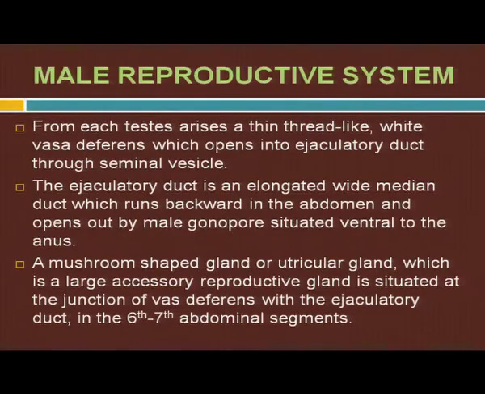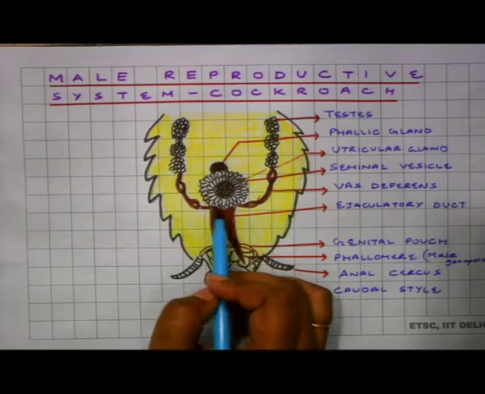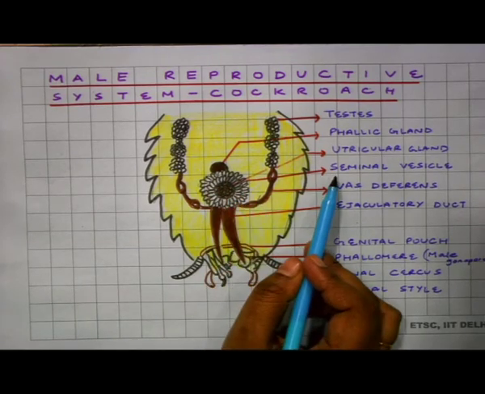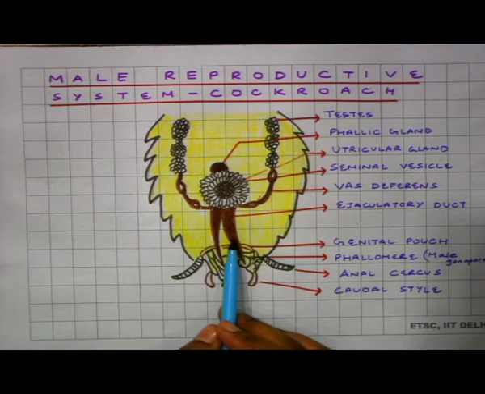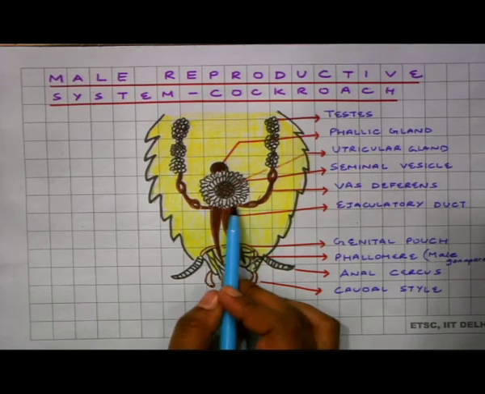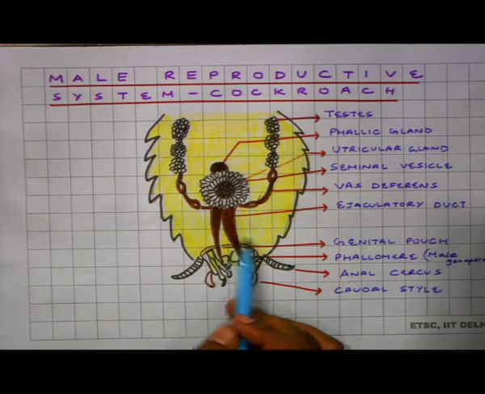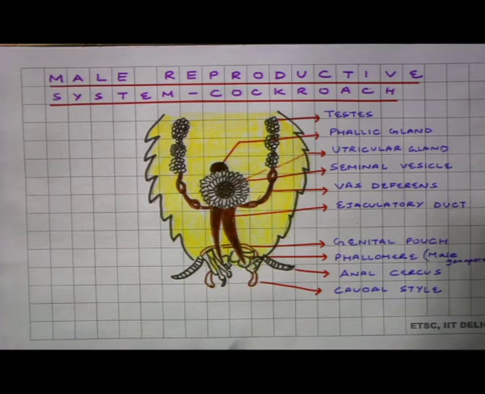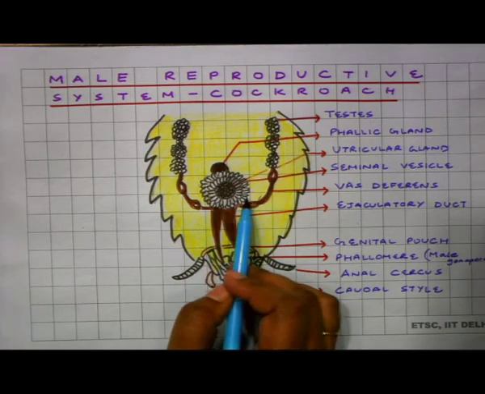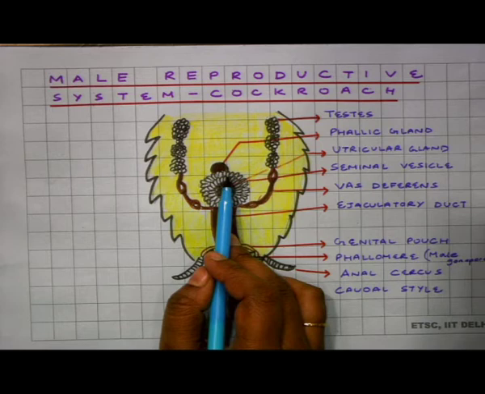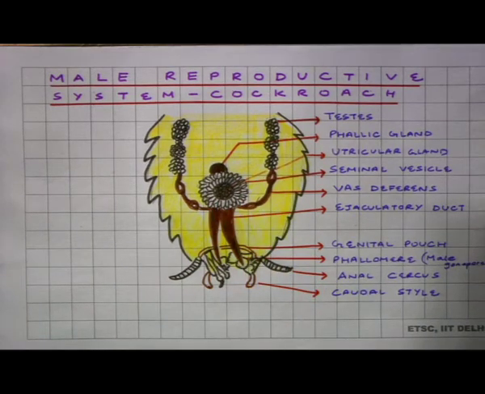A mushroom shaped or utricular gland, which is a large accessory reproductive gland, is situated at the junction of vas deferens and the ejaculatory duct, as you can see in this diagram. And the location is 6th to 7th abdominal segment. This mushroom shaped utricular gland is located in the 6th to 7th abdominal segments.